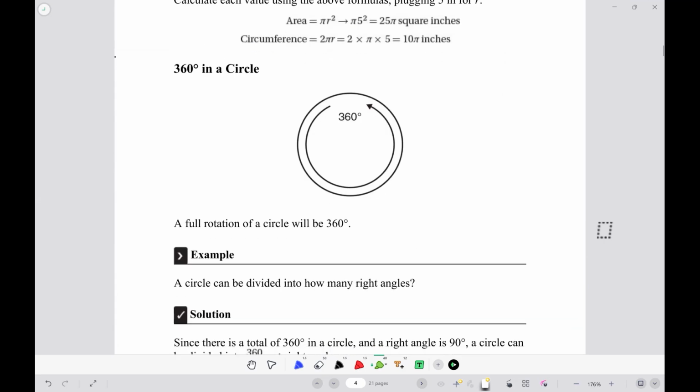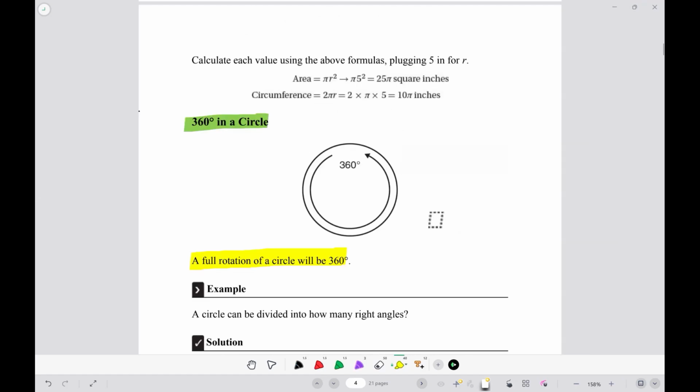Okay, so now let's move to 360 degrees in a circle. So 360 degrees in a circle means the angle that is covered for a given circle, not just a given circle, any circle. The angle is 360 degrees for a circle.